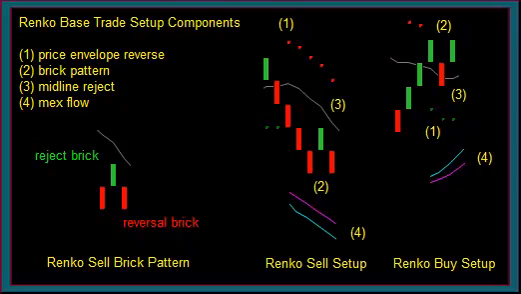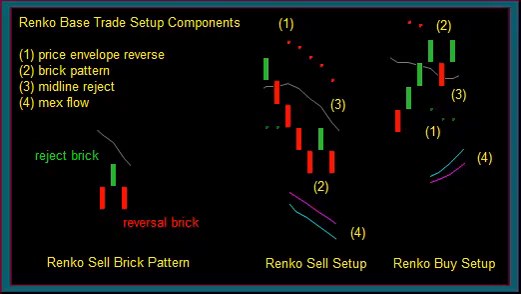The 4 setup components must all occur or exist at the time of the trade for the Renko trade to be referred to as a base setup. You can see these labeled on the chart segments for a sell and a buy setup. The 4 components are a price envelope reverse, a reject reverse Renko brick pattern, a midline reject, and MEX flow.